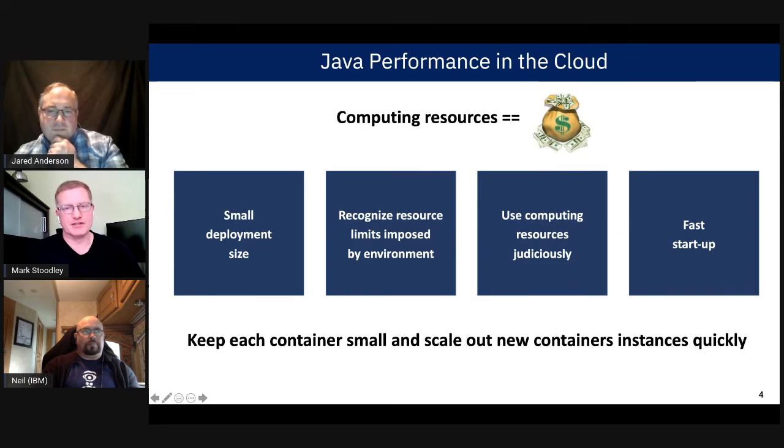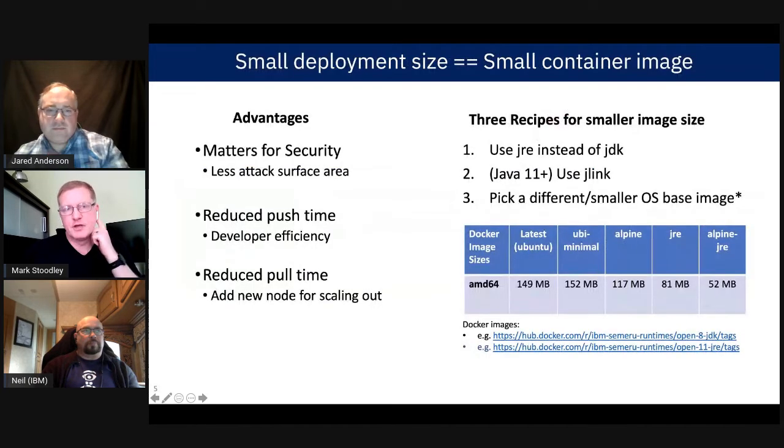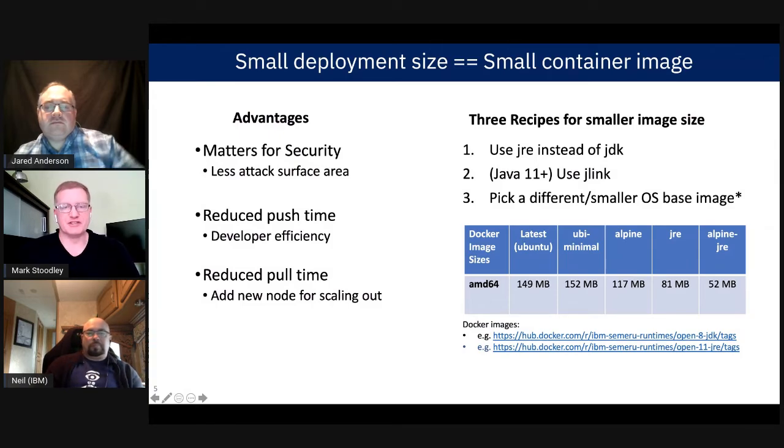So let's look at these in a little bit more detail. Small deployment size basically means having a small container image, right? There are a number of good things that come with this. From a security standpoint, there's a lower surface area for attack. For developers, it's a reduced push time. When you're scaling out nodes, it's a reduced pull time. So these things all combine to be very helpful when you're running containers.